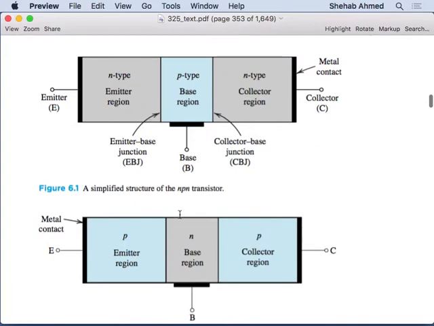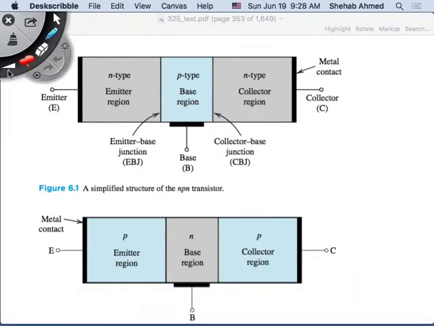Before we do anything, when is the emitter base junction going to be forward biased? Remember, it's like a diode. How do I make this junction forward biased? I'm just talking about this PN junction, not the collector one yet. I want the emitter base junction to be forward biased. How do I do that?